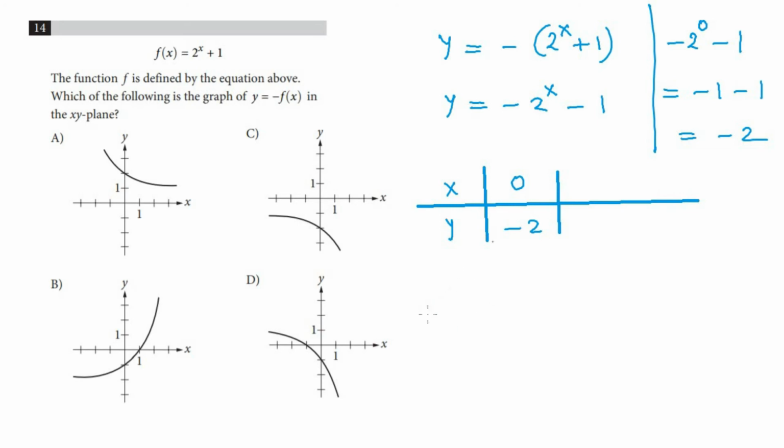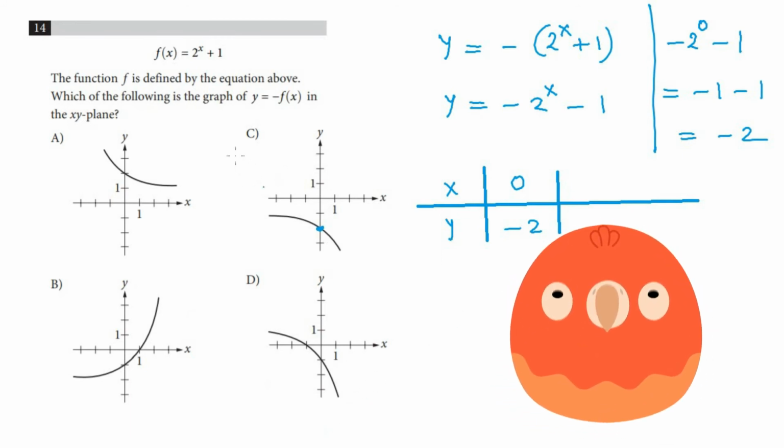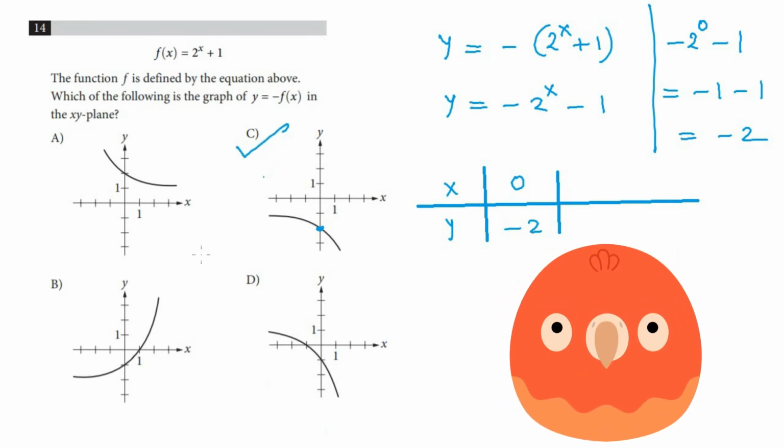This shows that at x equals 0, y equals negative 2. So the coordinate for this will be (0, negative 2), that is here. Only option C shows this point. For the other graphs, we do not have (0, negative 2). So option C is the right answer.